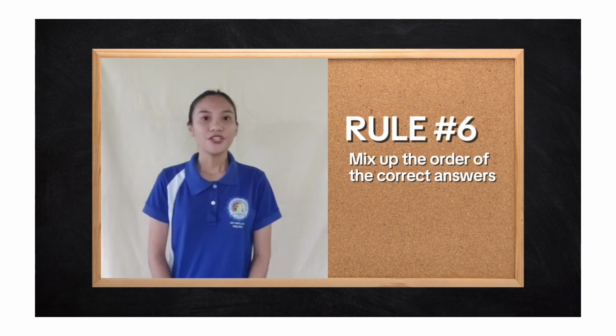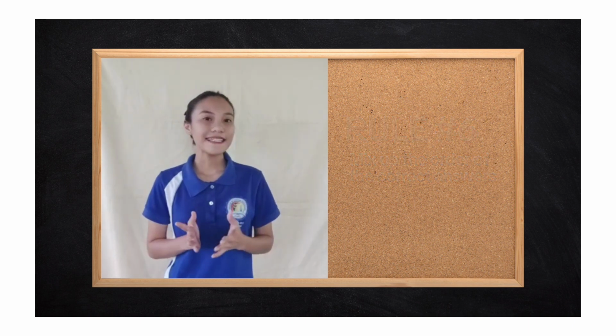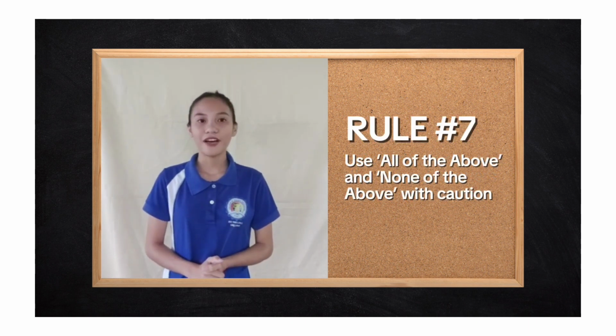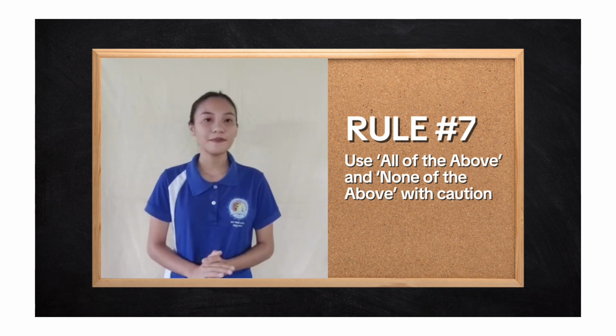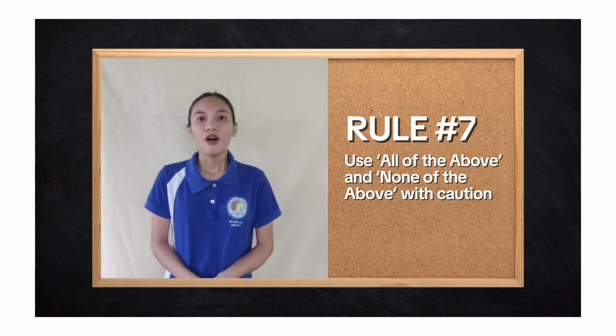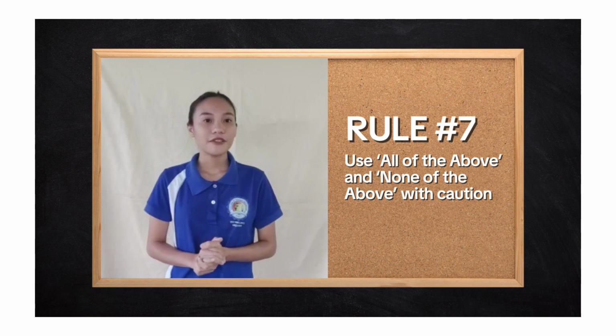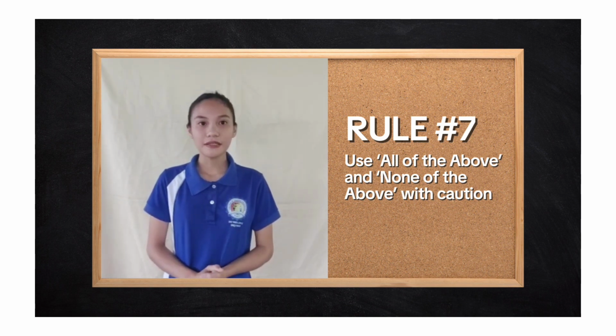Rule number 7. Use all of the above or none of the above with caution. So lastly, let's talk about all of the above and none of the above. While these can be useful when answer choices are limited, they have drawbacks. All of the above may give away the answers when inconsistently used, and it encourages guessing. None of the above makes it hard to determine if the test takers fully knew the correct answers. Use these options sparingly to maintain question quality.